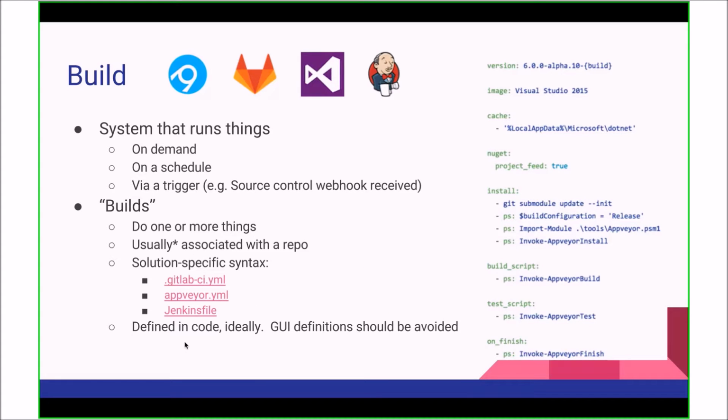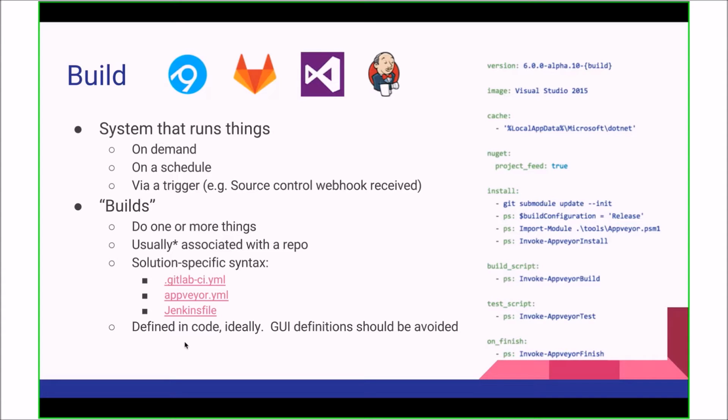So there's source control. That's where you keep all your code and all the changes to your code are recorded. And then there's build systems, and really these just run things. They might run them on demand, like you click a button. They might run them on a schedule, like it's going to compile or build something every night, or by a trigger. So your source control, like your GitLab server, might send a webhook, which is just an HTTP request to your build server to trigger a build.